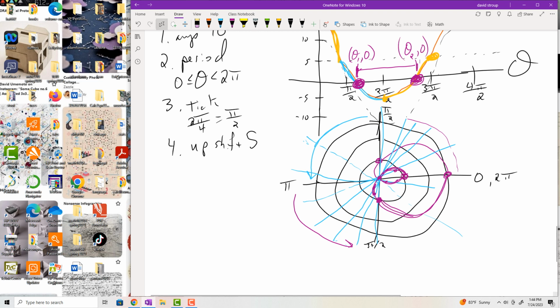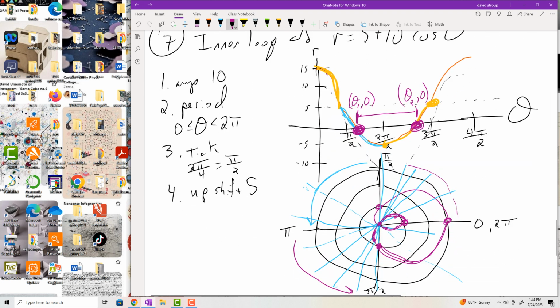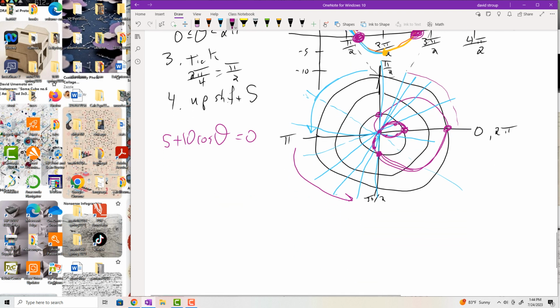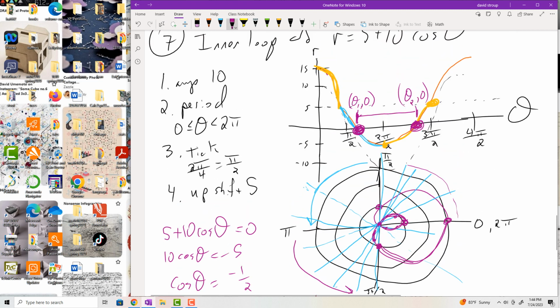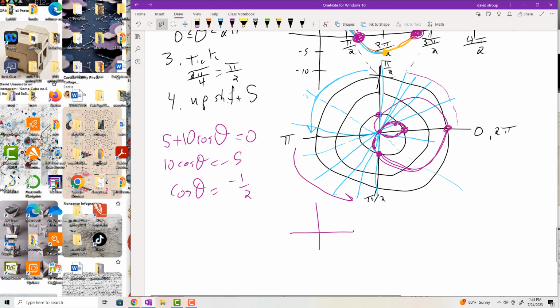So how do I do that? Well, you take the original equation, 5 plus 10 cosine of theta, and set it equal to 0. All right. So it'll be 10 cosine theta equals -5. That will be cosine of theta equals -1/2. So the reference angle for cosine to equal 1/2 is pi over 3. And then we are in which quadrant, right? It's the second and third quadrants that we want. Theta 1 is in the second quadrant, and then theta 2 is in the third.